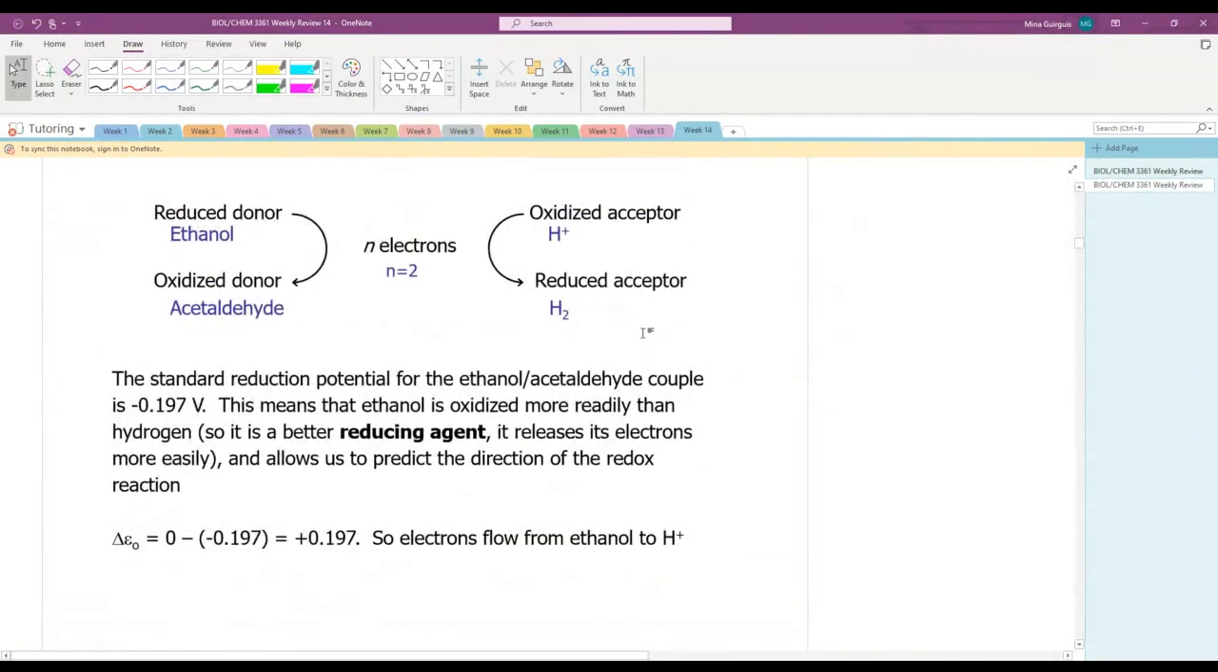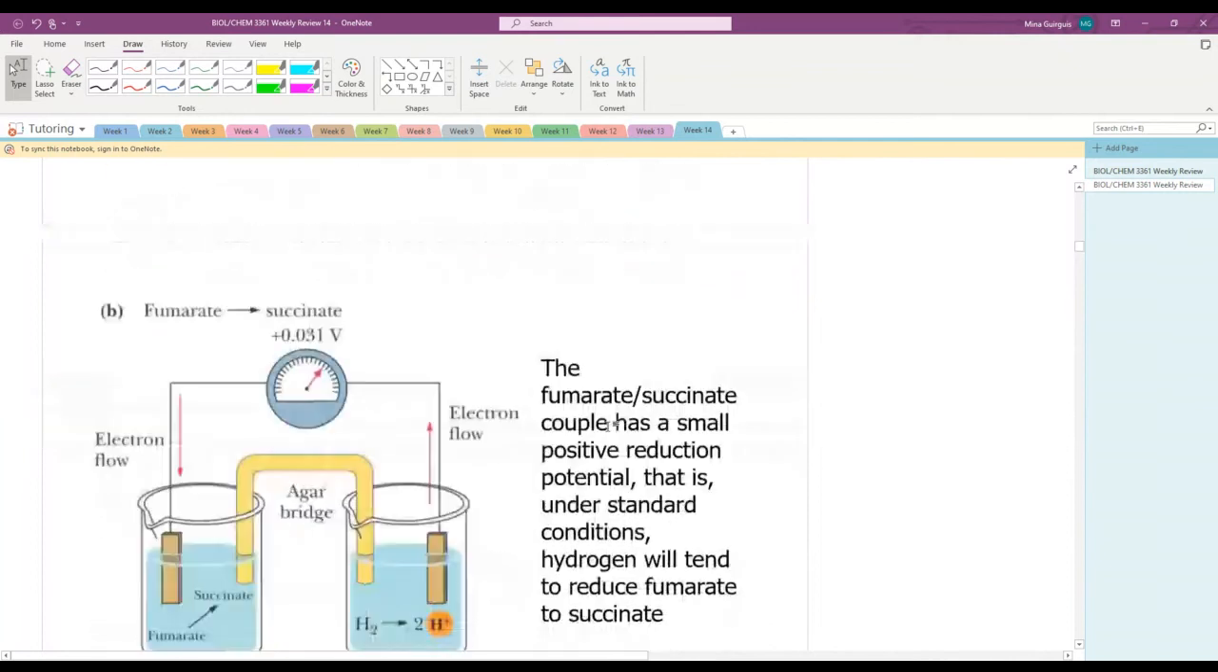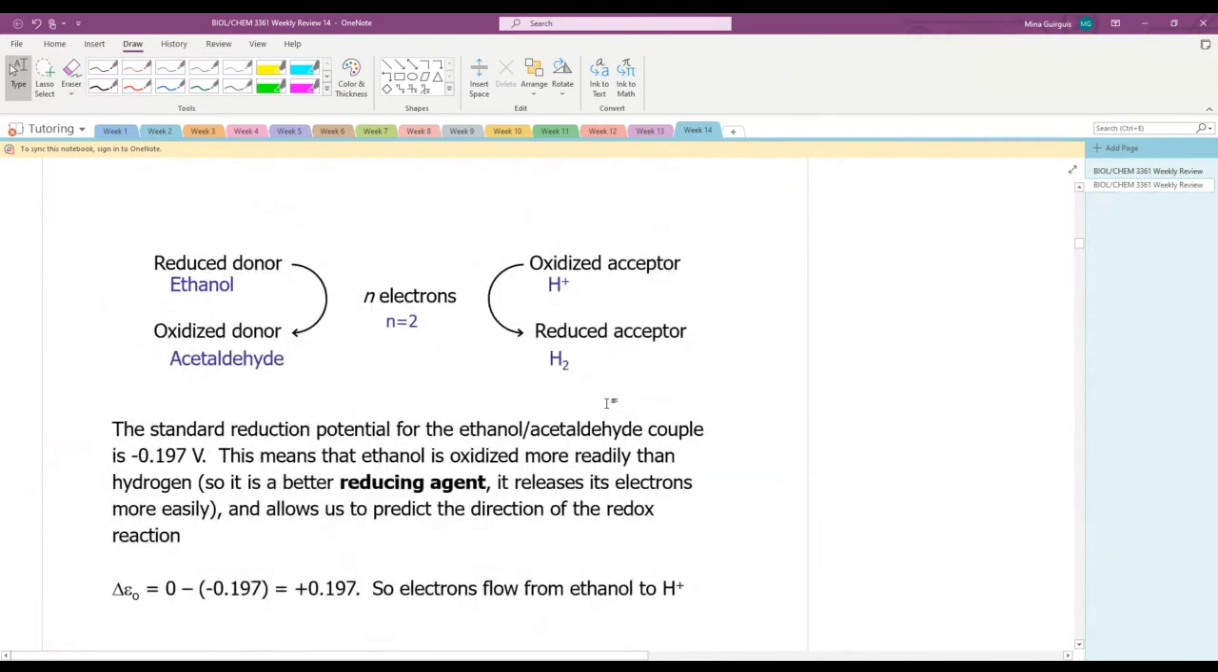And this is giving you a bit more of the information. So remember that it's acceptor minus donor. In this case, the acceptor is the hydrogen, and the hydrogen is accepting 2 electrons, and its standard reduction potential is 0. The reason we subtract is because we're subtracting reduction, and this is oxidation. So we're basically taking the negative of it so we can flip it into oxidation.